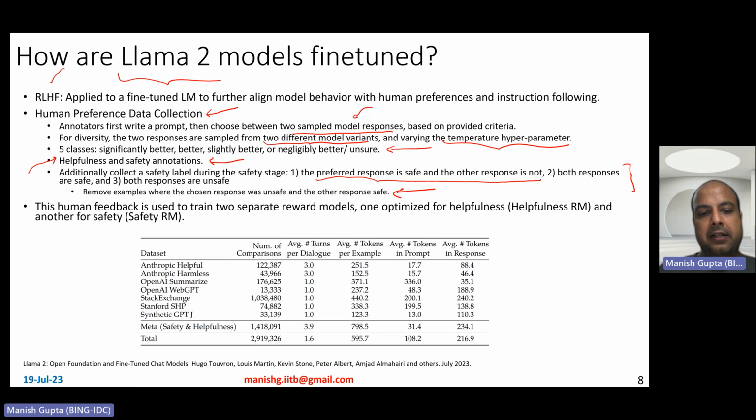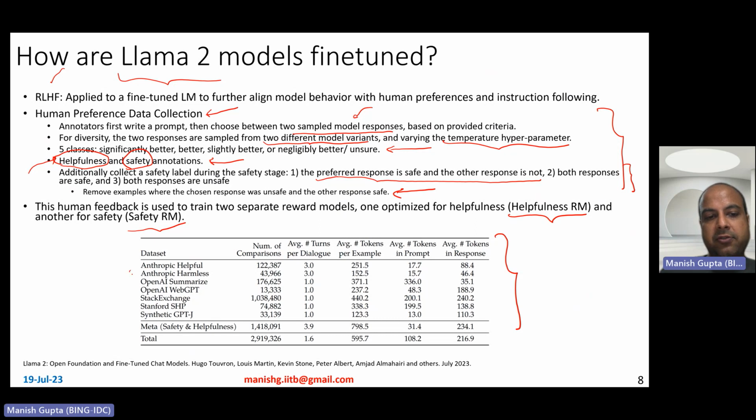Now, the human feedback data that you've collected here is used to train 2 separate reward models to do RLHF. So they actually chose to train 2 separate reward models. One is a helpfulness reward and the other is a safety reward. We'll call them the helpfulness reward model and the safety reward model. Now, if you look at it, this is how their annotated data compares with other existing data sets which have been used for RLHF.